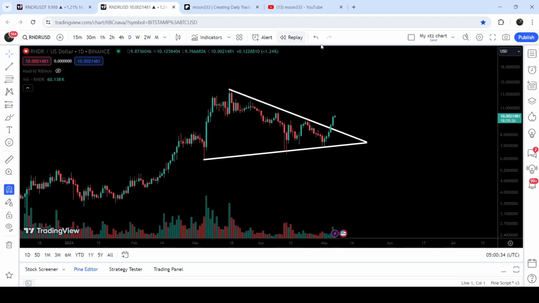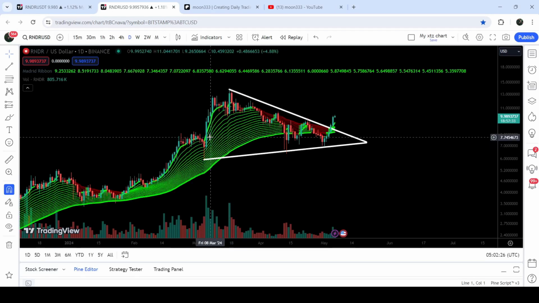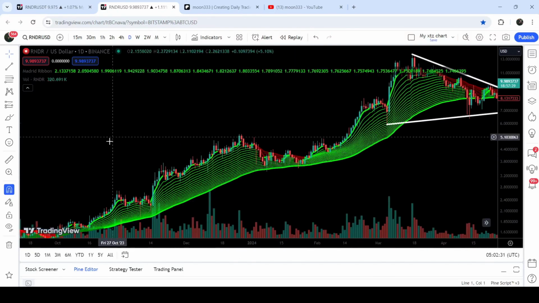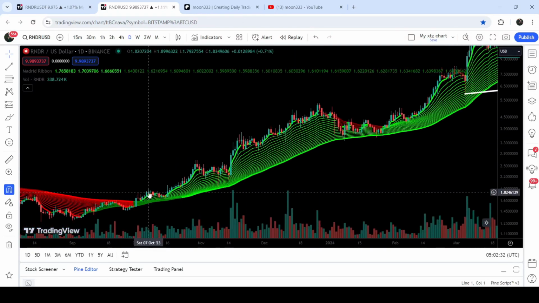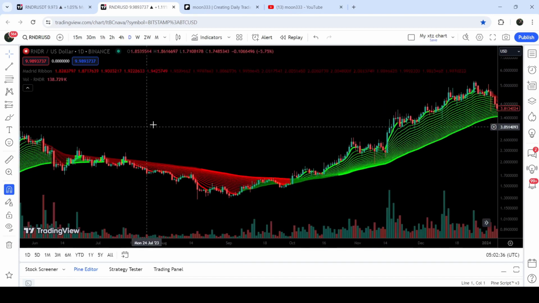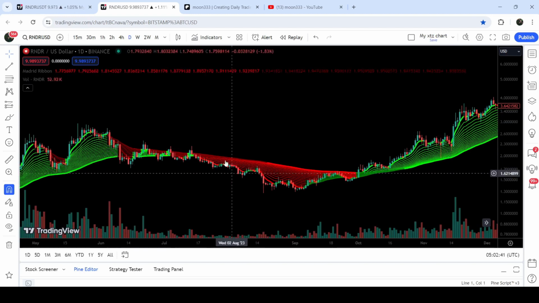And I would also like to show you this symmetrical triangle that recently Render has broken out on the daily time frame chart. And at the same time, Render has also broken out the Madrid moving averages, the exponential moving averages ribbon as well. And you can see that previously it had been working as a very, very long-term and strong support on this daily time frame chart. Whenever the price breaks it out, then we can see that we are watching very, very powerful rallies. And when it breaks it down, then this exponential moving average ribbon works as a very, very strong resistance.